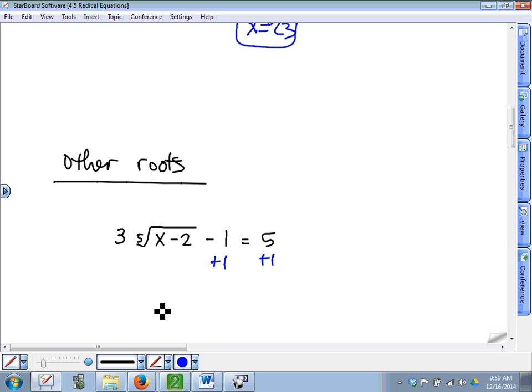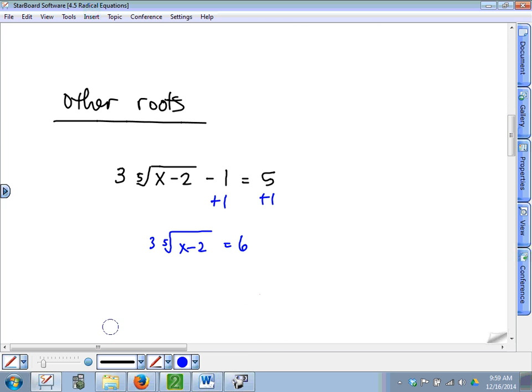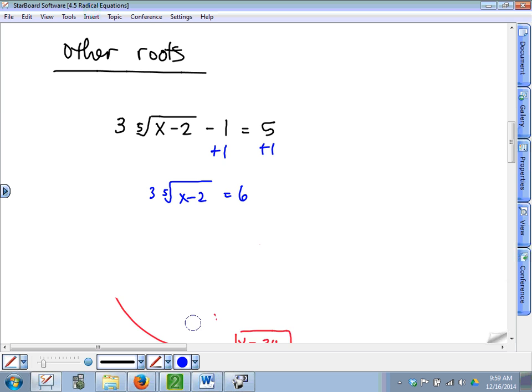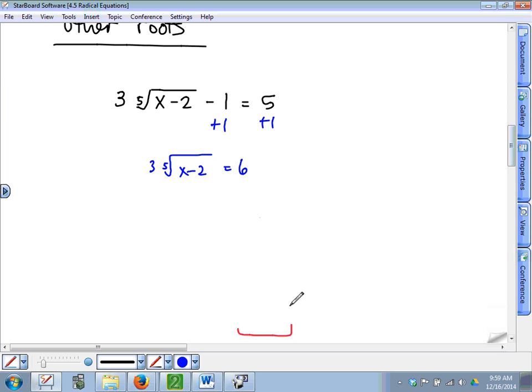So add 1. And then, what about that 3 in front? Divide by 3 or subtract 3? What are we doing? Divide by 3 because the 3 is multiplying. So you get the fifth root of x minus 2 is equal to 2. Now you raise it to the fifth power. 2.